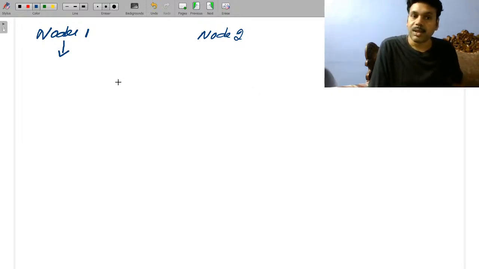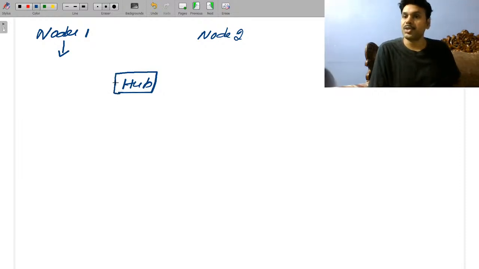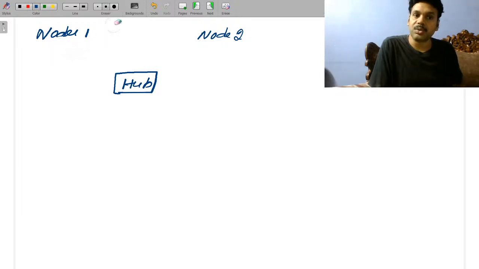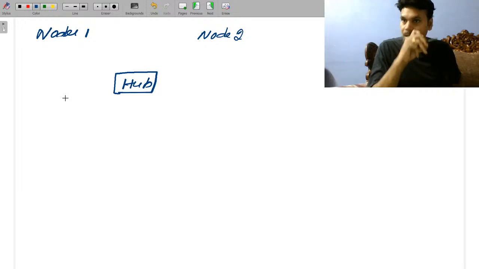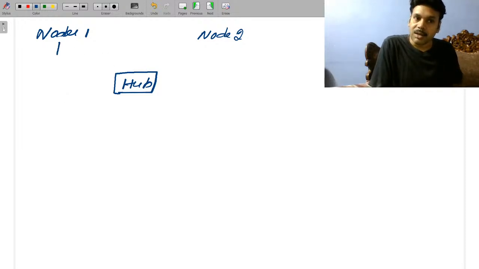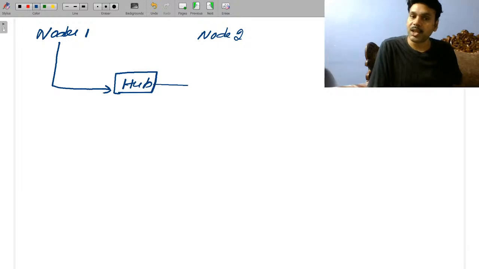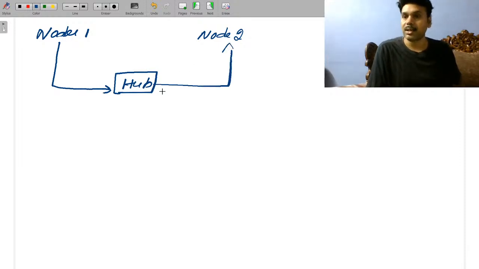Between them, there is a hub, which is used in order to transmit your data. So finally, what is happening? You want to transmit data to your node 2. I am taking a one LAN connected device, nothing but a hub. Now here what happened? First node 1 has to contact your hub. Then your hub is going to push your data to the other party.